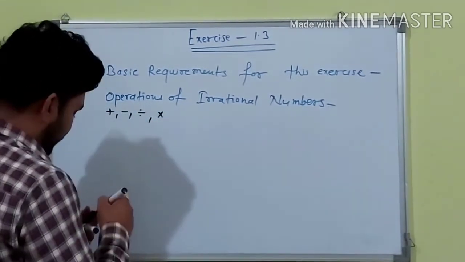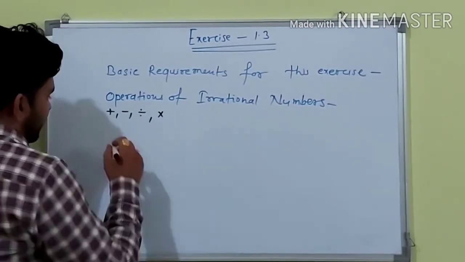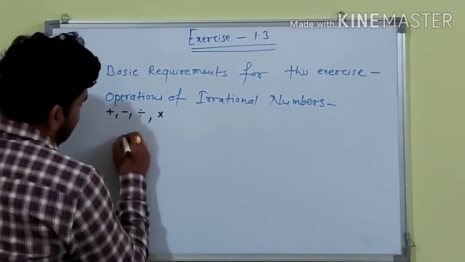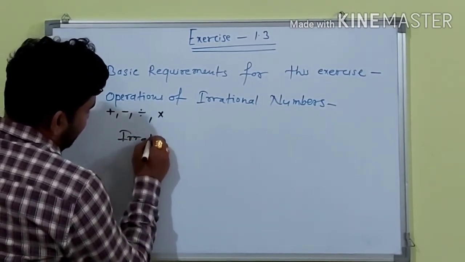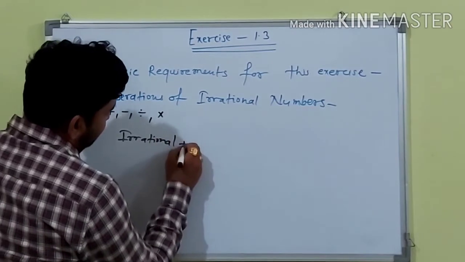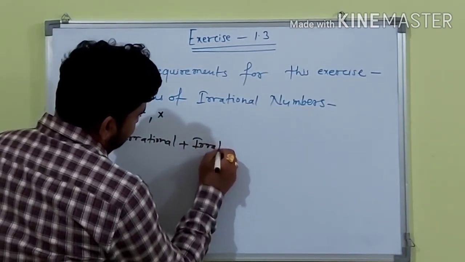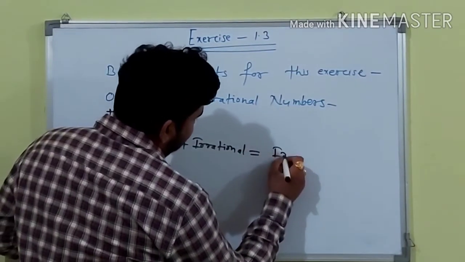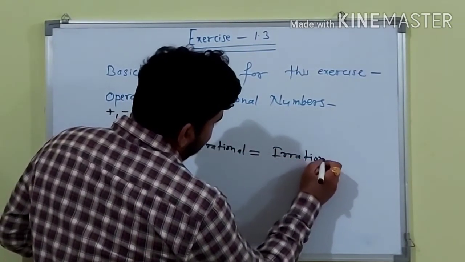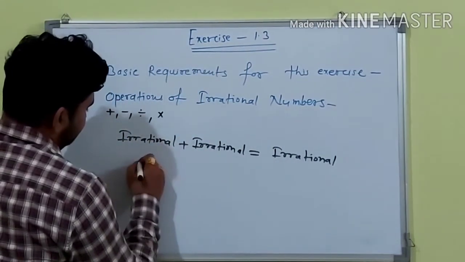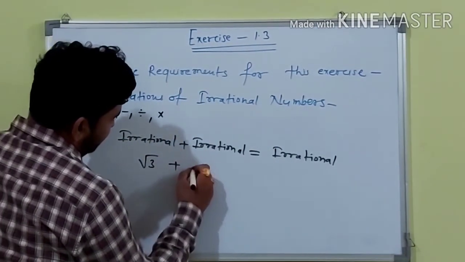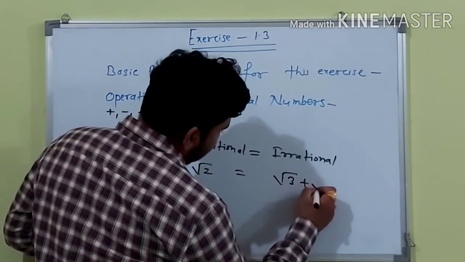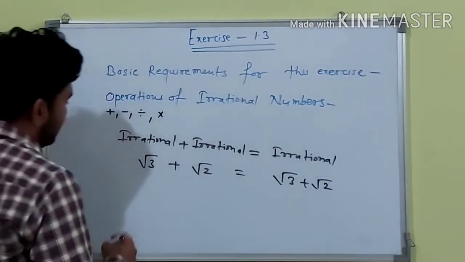So we are studying the irrational. That means when we operate with irrationals: irrational plus irrational is equal to irrational. Example, under root 3 plus under root 2 is equal to under root 3 plus under root 2, irrational.